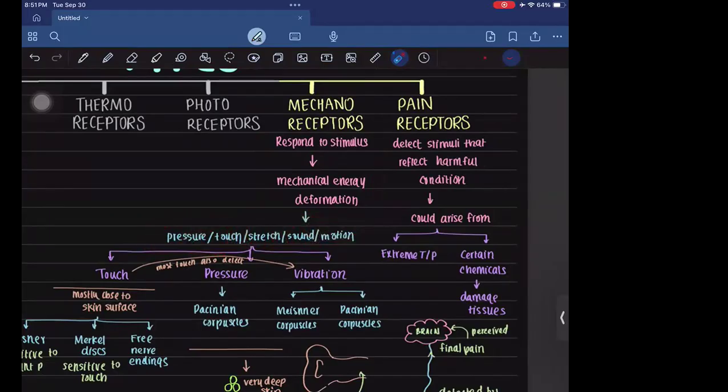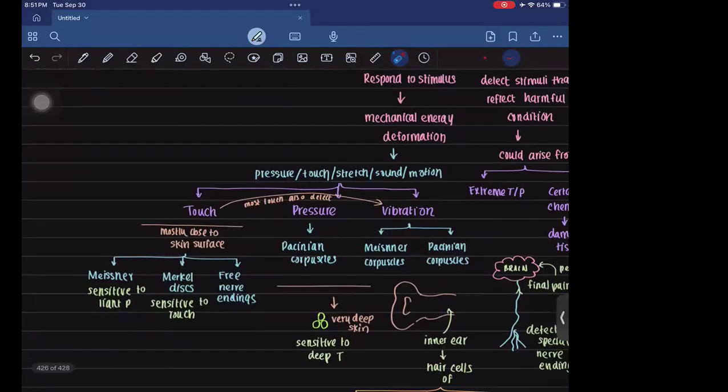Now there are three types of mechanoreceptors present in the human body, and those are touch receptors, pressure receptors, and vibration receptors. What are the three types of mechanoreceptors present in the human body? Touch receptors, pressure receptors, and vibration receptors.